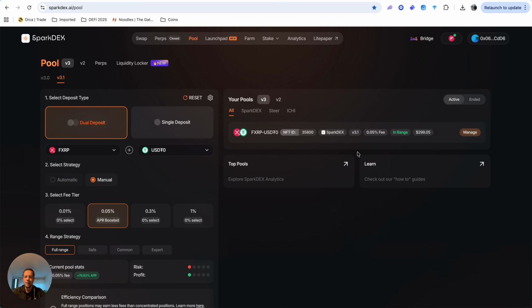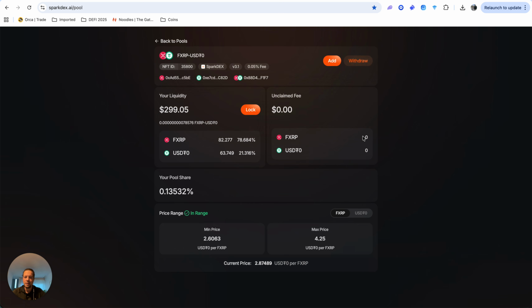And I will be minting way more FXRP and deploying into the liquidity pools to earn more, because so far this position is in range. It's a pretty big range. As you can see, there is not much fee going on, but still I like to play around to see what's happening in the markets, and this is a very early stage of this pool and this whole concept of DeFi on XRP. But as you can see, my range is 2.6 to 4.25, which is a very wide range.